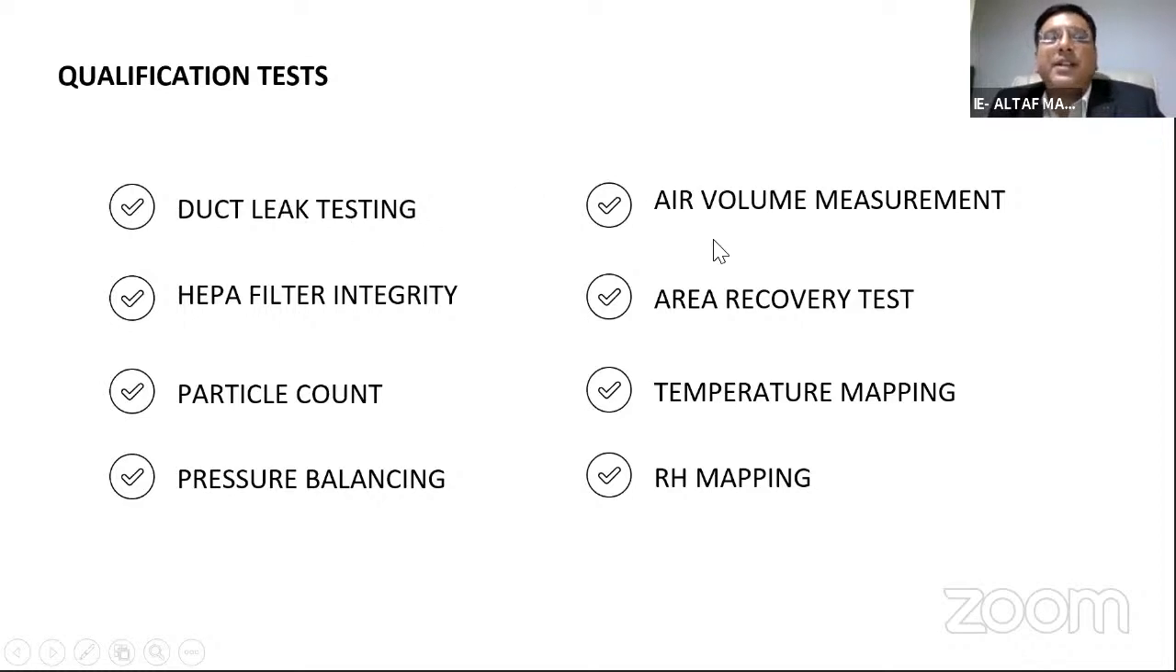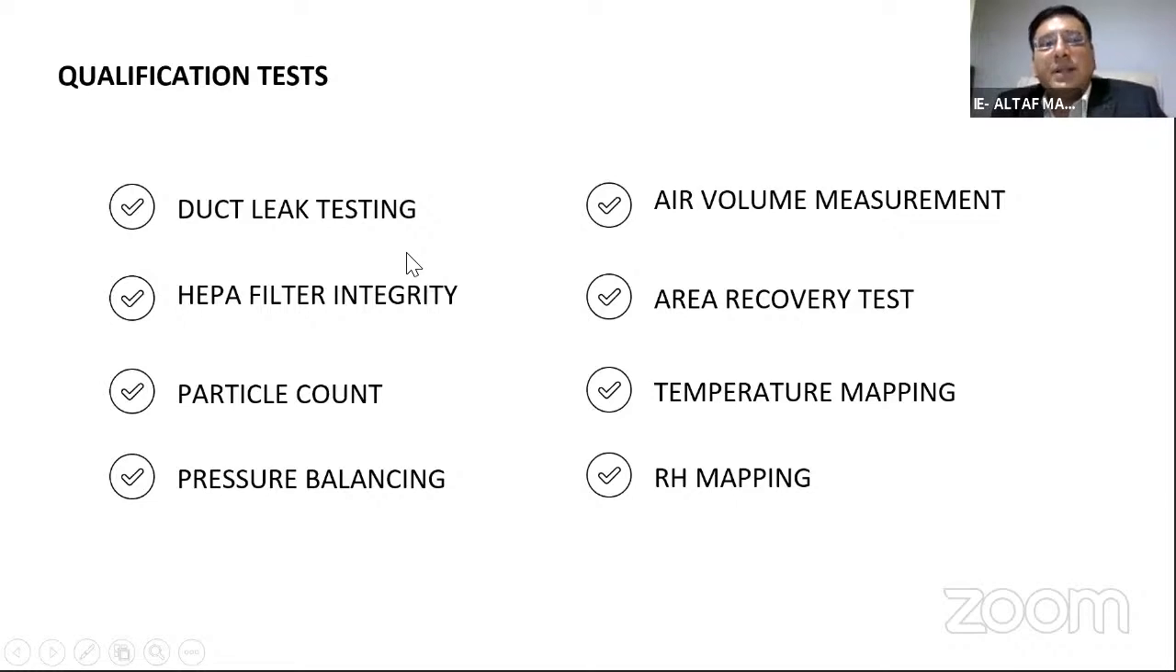Then the second test, once the installation is completed, we are about to start the qualifications. Once the HEPA filters and all filters are placed in the system, then we can do the air volume measurement for all rooms. We have to measure the air quantity and compare it with the design quantity, and we have to achieve those quantities that we also call air changes per hour.